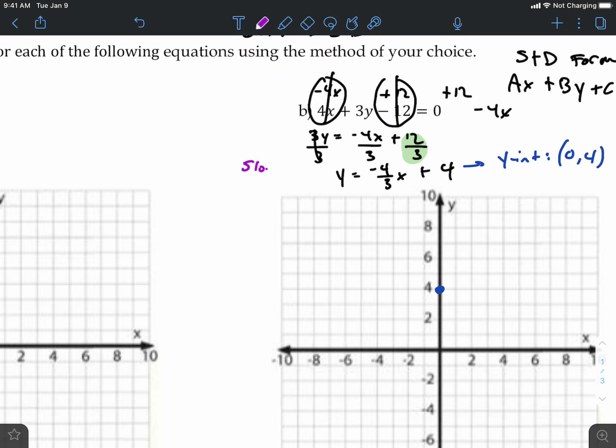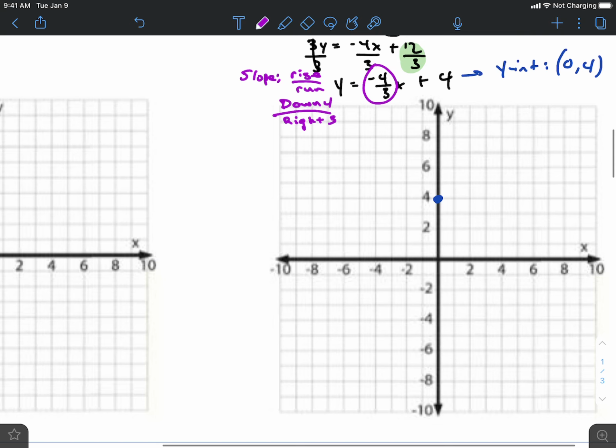Our slope for this question, remember slope is rise over run, and it tells us it's -4/3. So I'm going to go down 4, right 3. And where do I go down from and right? Well, my starting point. My starting point is the blue dot on the page, right? That's my Y-intercept. So I'm going to go down 4, 1, 2, 3, 4, and then right 3, 1, 2, 3. And then you can do it again. 1, 2, 3, 4. 1, 2, 3.